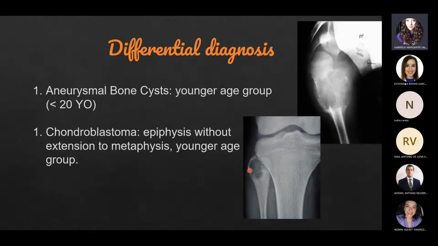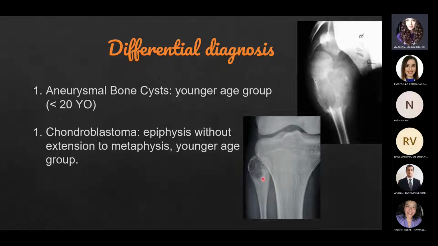The differential diagnoses are aneurysmal bone cysts, which occur in a younger age group, and they are going to happen more frequently in the metadiaphysis. And they also occur more frequently in the vertebrae.